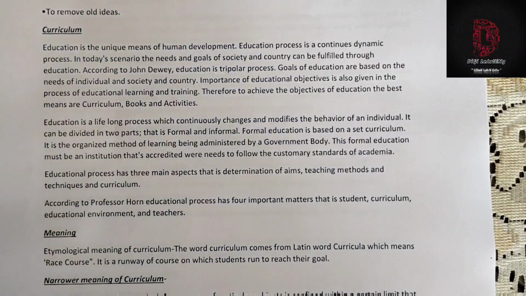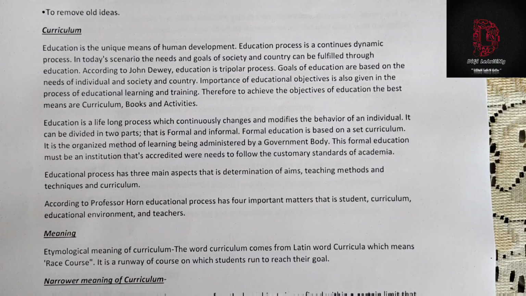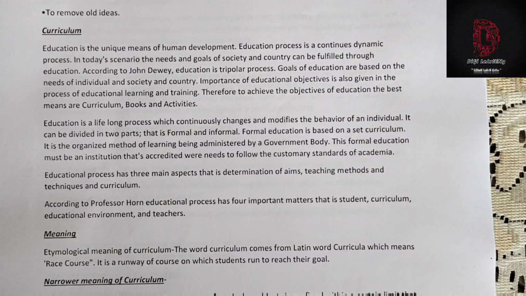An educational process has three main aspects, that is, determination of aims, teaching methods and techniques, and curriculum. According to Professor Horn, the educational process has four important matters, that is, student, curriculum, educational environment and teachers.